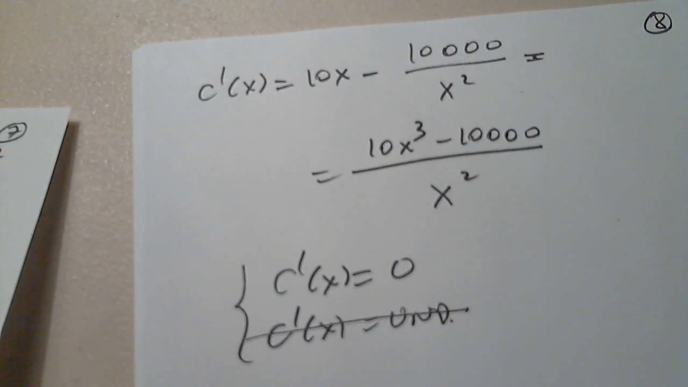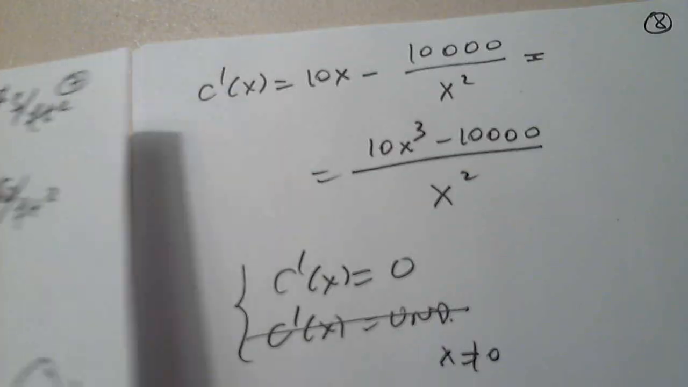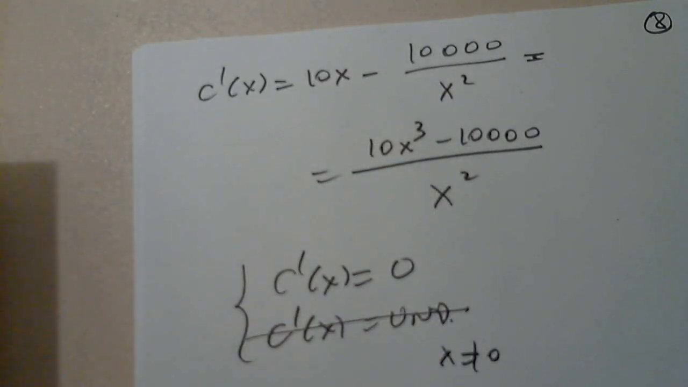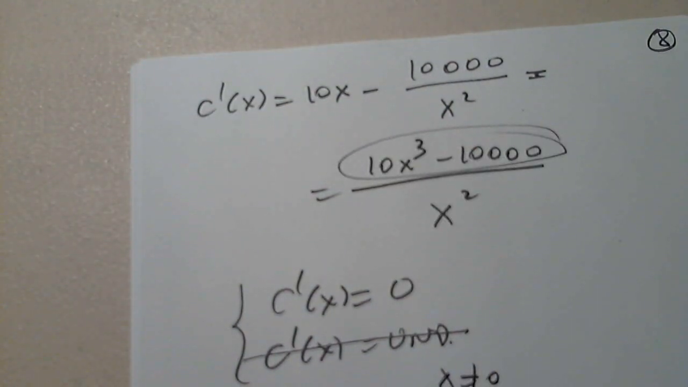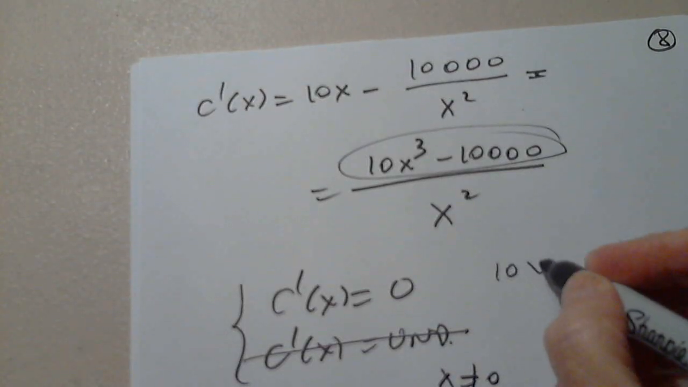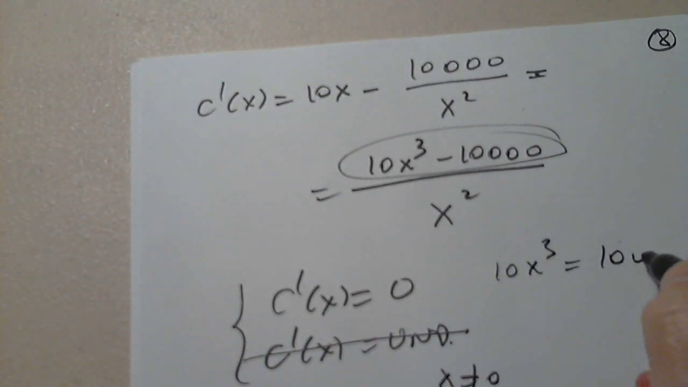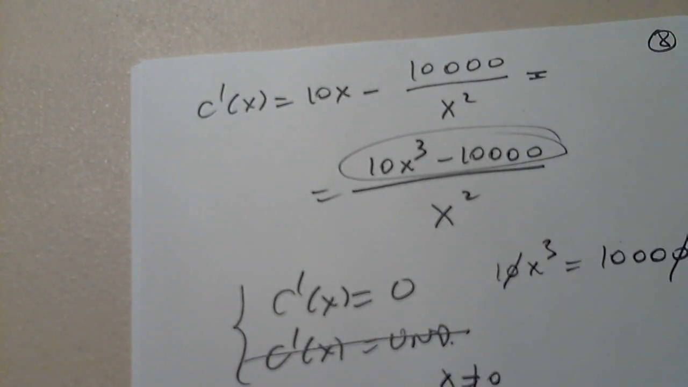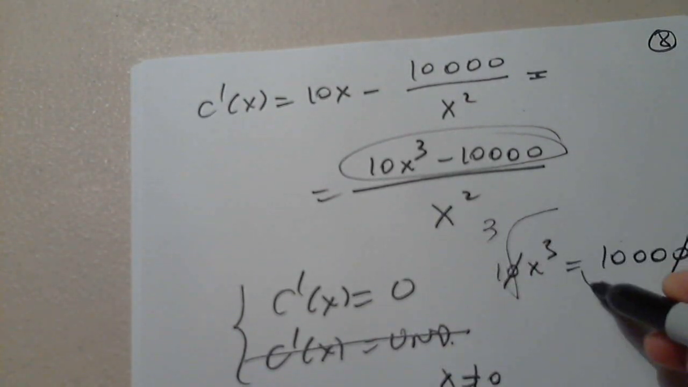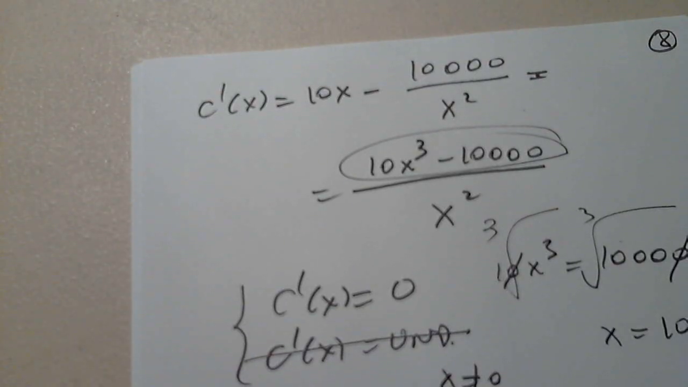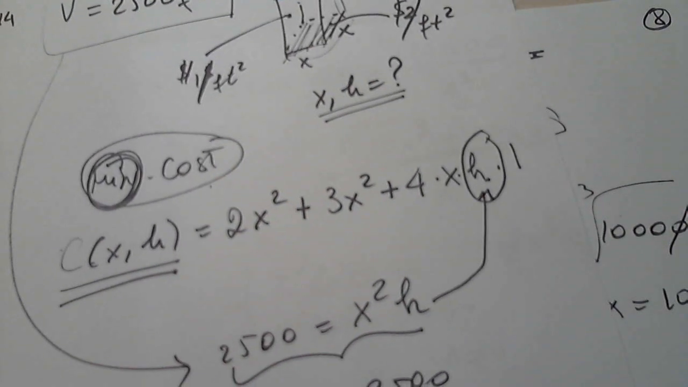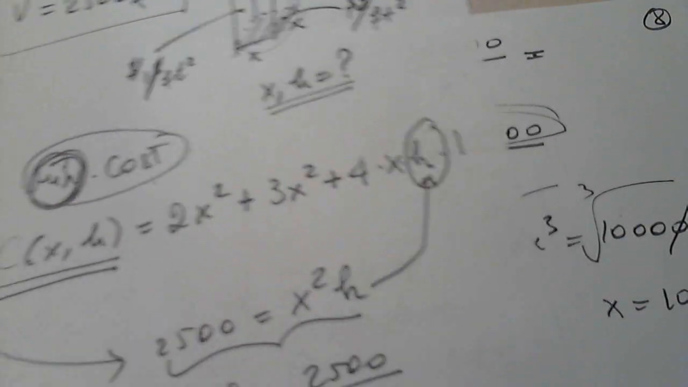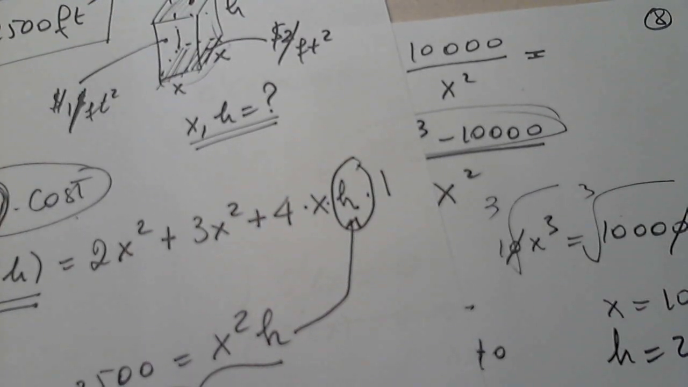Well, there is no discussion here because x will never be 0. If x is 0, there is no box or container. C prime is 0: a fraction is 0 only if the numerator is 0. So 10x cubed equals 10,000. Of course, I will simplify by 10, and I will apply the cube root, so I get that x equals 10. Very nice. And this was in feet. So if x is 10, 2,500 over 100, it means that the height is 25 feet.